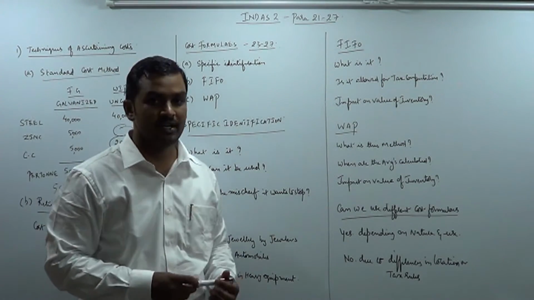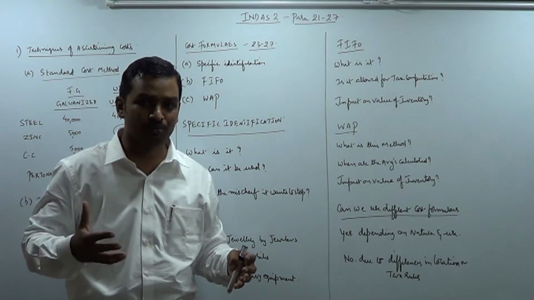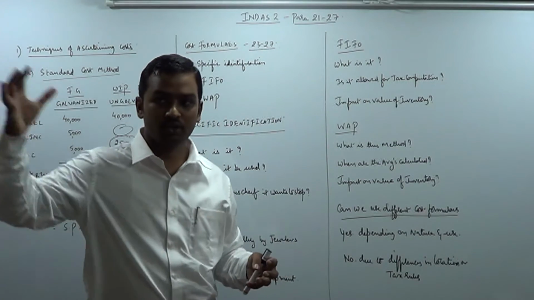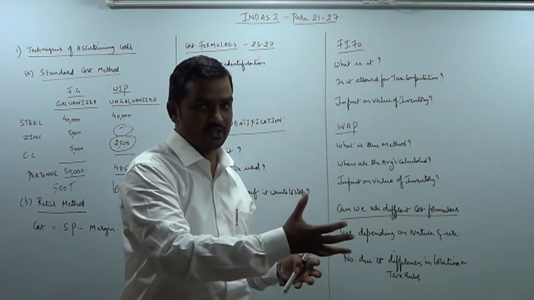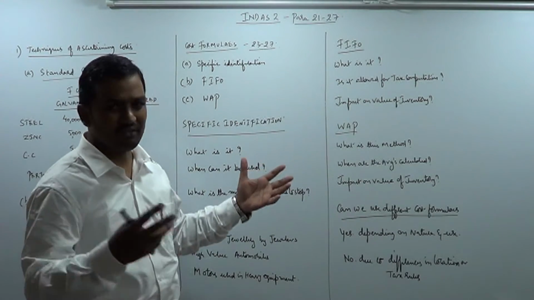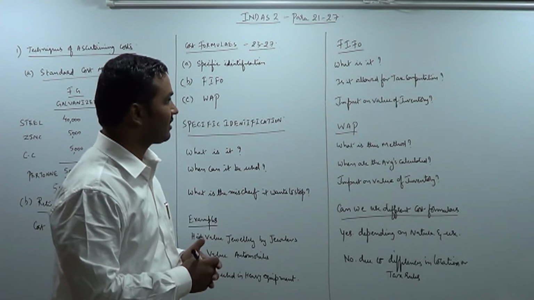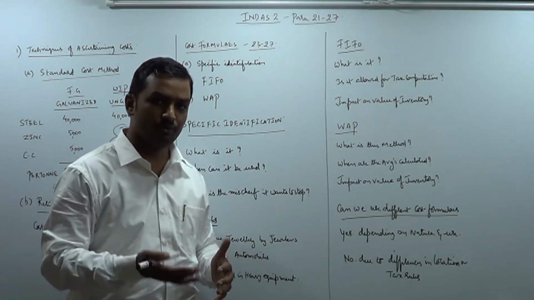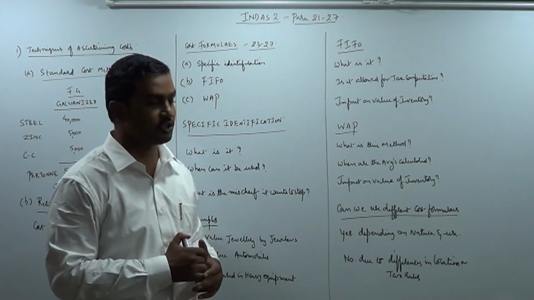What is FIFO method? In FIFO method, we assume that the goods which have been purchased first are consumed first, or the goods which have been purchased first are sold first. That is the assumption which we make in FIFO method. You would have also learned FIFO method in your earlier classes as well. Now, is it allowed for tax computation? Yes, FIFO method is allowed for tax computation as well.